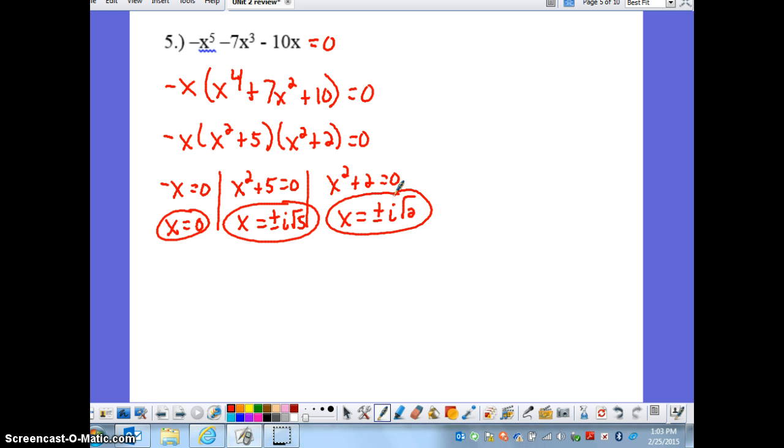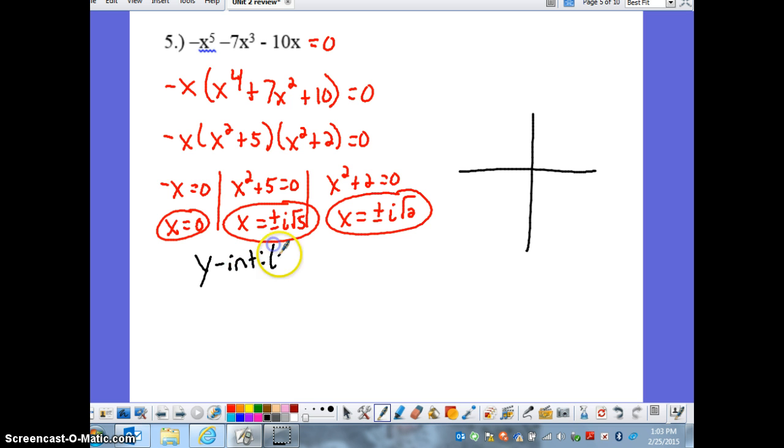If you notice, there were 5 answers, but only one of them is real. The other 4 are imaginary. So when I graph this, I'm really only going to have one x-intercept, and that also means I'm only going to have one y-intercept. The y-intercept here is just (0, 0). So this is going to be coming through at (0, 0). When I graph this, it's an upside down x to the fifth graph, so in general it's going to just come down and follow that pattern.